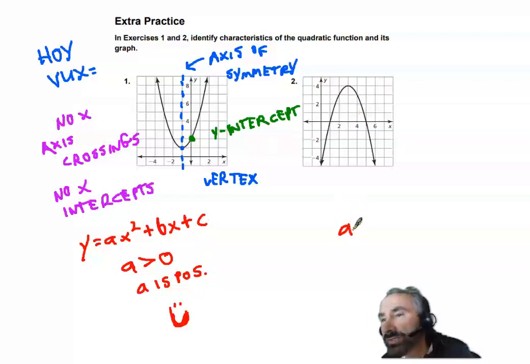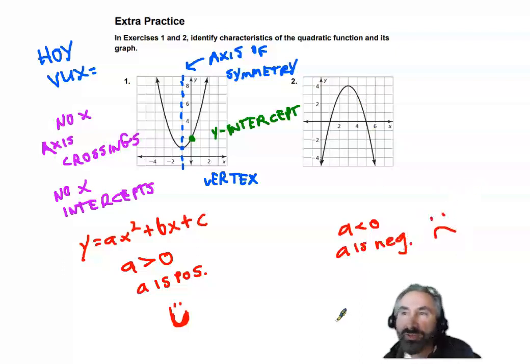And I'll just give that to you. A is going to be less than 0. A will be negative for this guy. And again, this is because this parabola is more of like a frowny face. Okay, I would like you to go and identify the y-intercept and the x-intercepts and the axis of symmetry and the vertex on this guy. And then I've got some more work for you to do. Let's take a look at the next part.